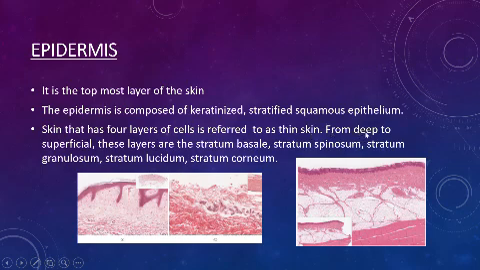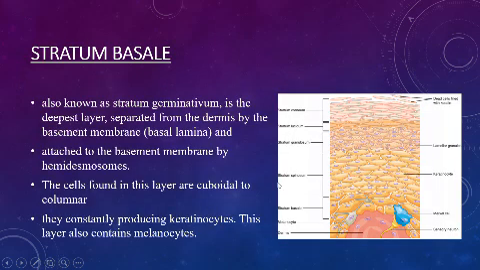From deep to superficial layers, these layers are the stratum basale, stratum spinosum, stratum granulosum, stratum lucidum and stratum corneum. From deep to superficial means bottom to top. The undermost layer is stratum basale, then stratum spinosum, stratum granulosum, stratum lucidum, and stratum corneum, which is the uppermost layer. Understand?